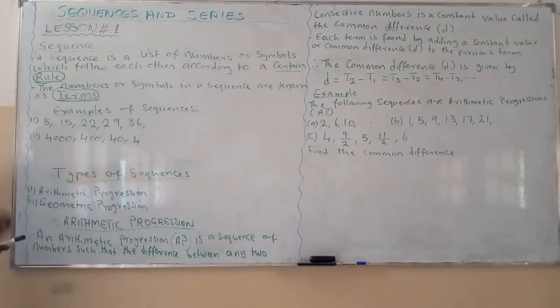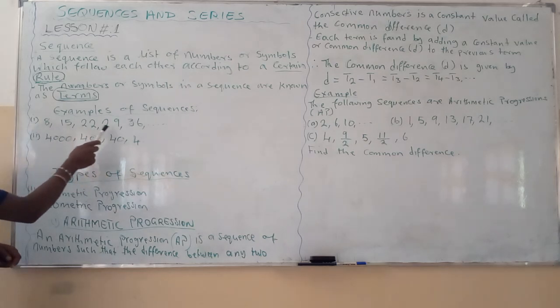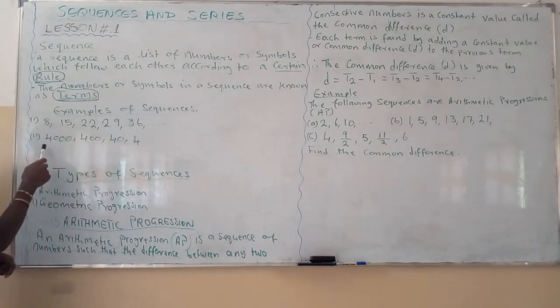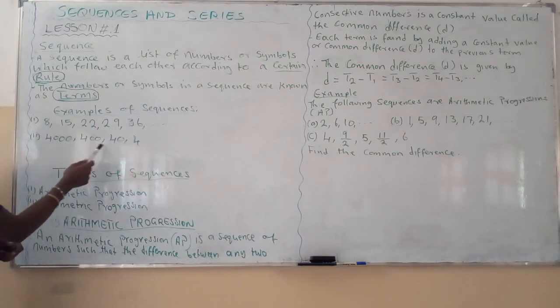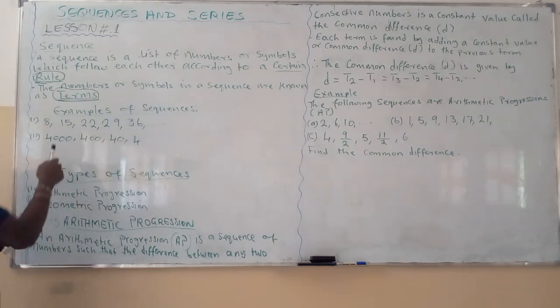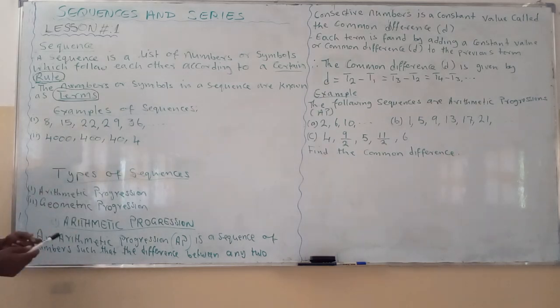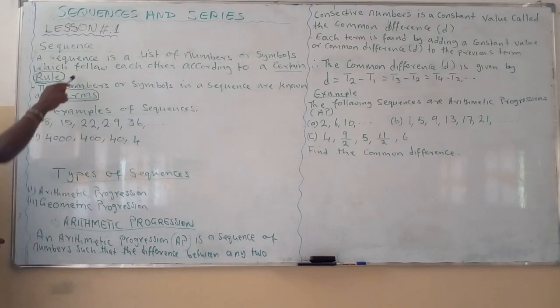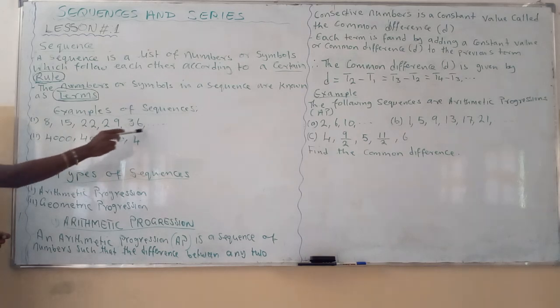So now, examples of sequences. Roman numeral 1, we have 8, 15, 22, 29, 36. Another one, we have 4, 4, 4, 4. When you look at the sequences we have been given here, to apply this concept we need to find the rule that makes number 1 a sequence.